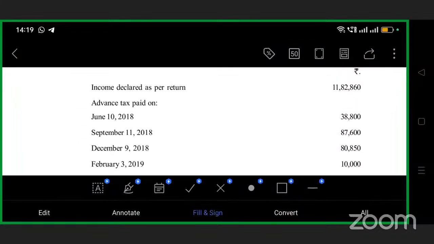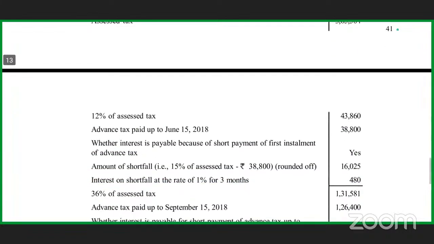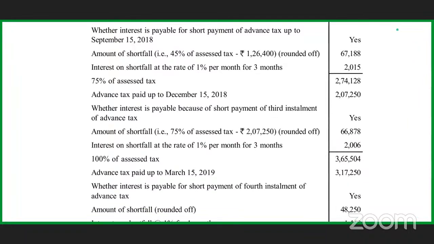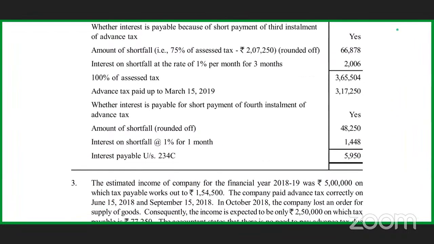Just look at whatever tax they paid. All together it was paid. So the advance tax paid up to December is 2,07,250. So still a shortfall of 66,878 has to be paid. So they have not paid up to 90% of tax, on which they are calculating interest of 1%.